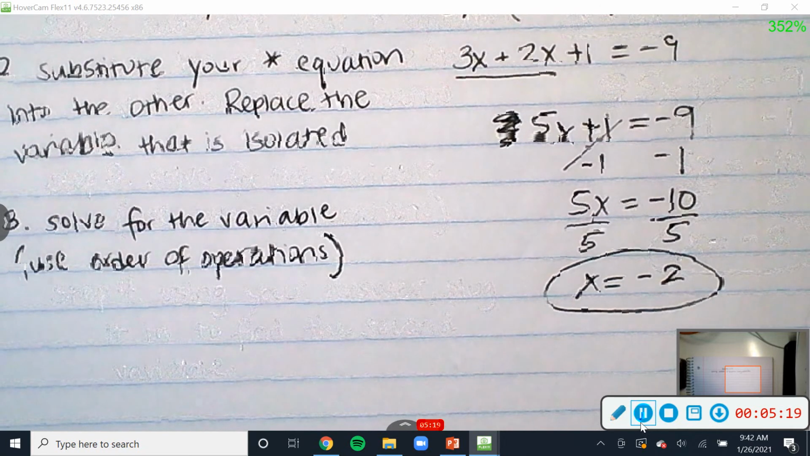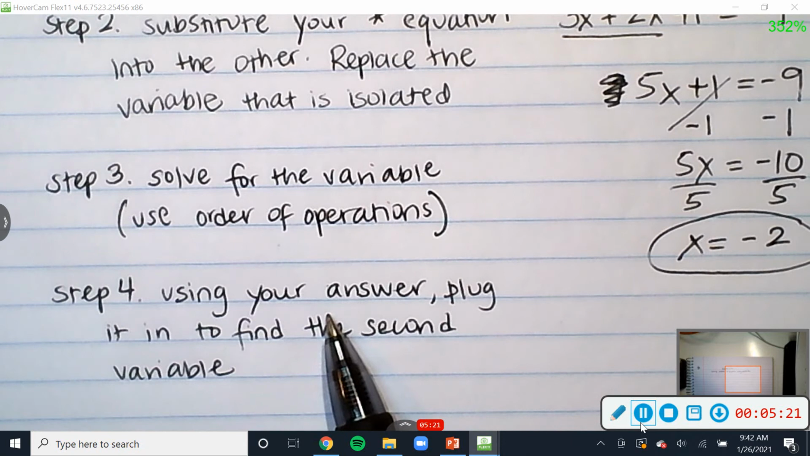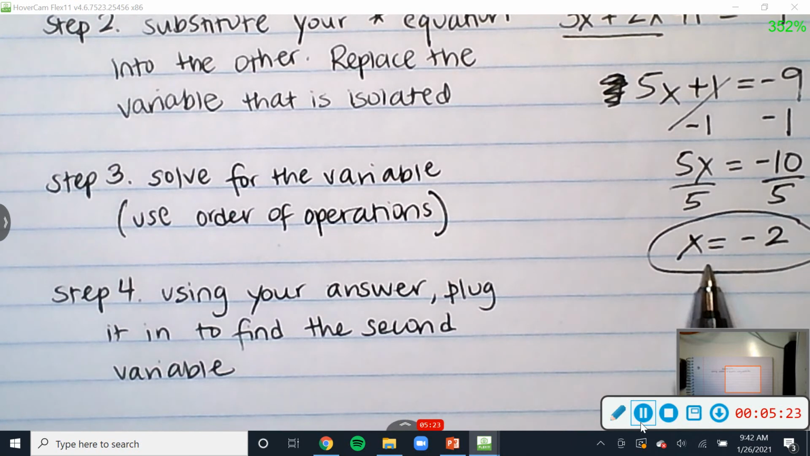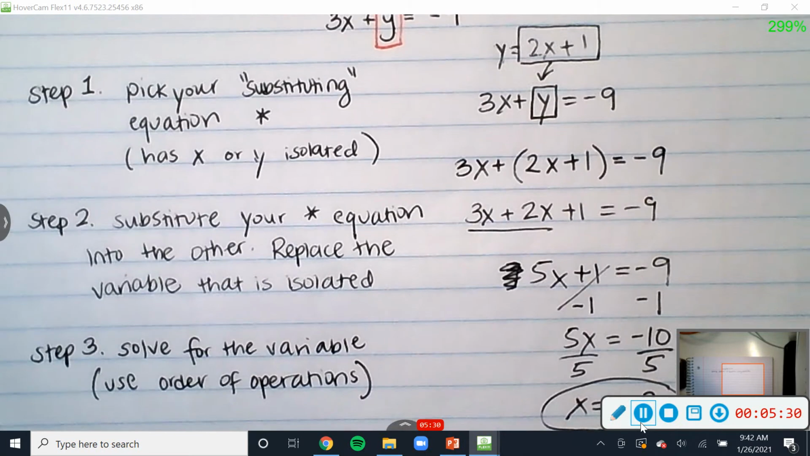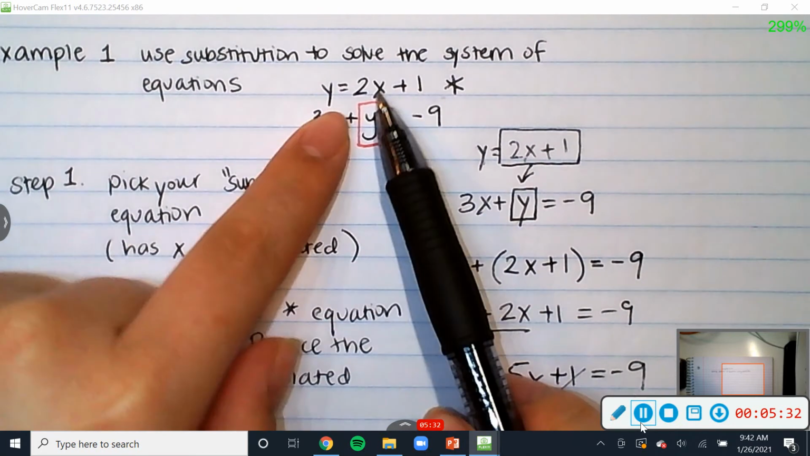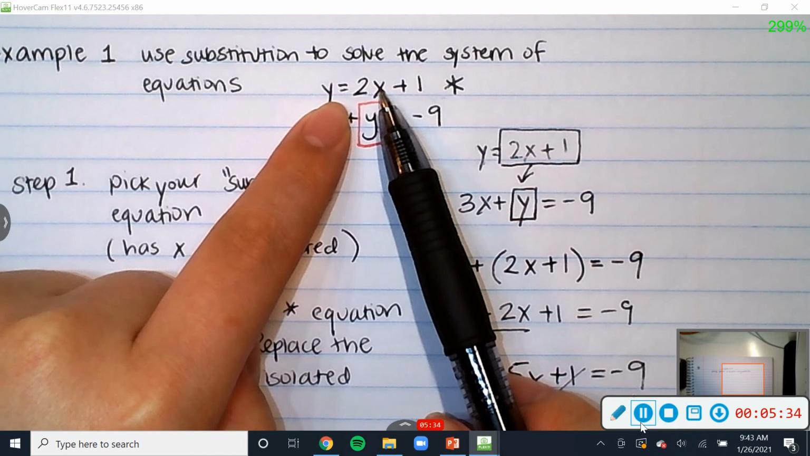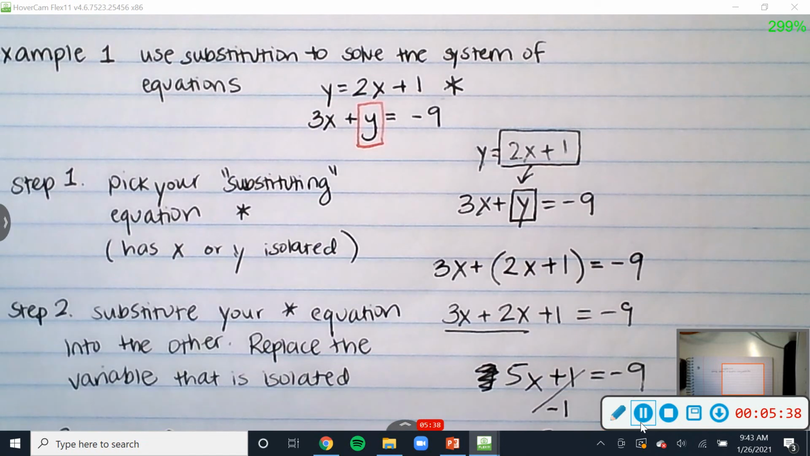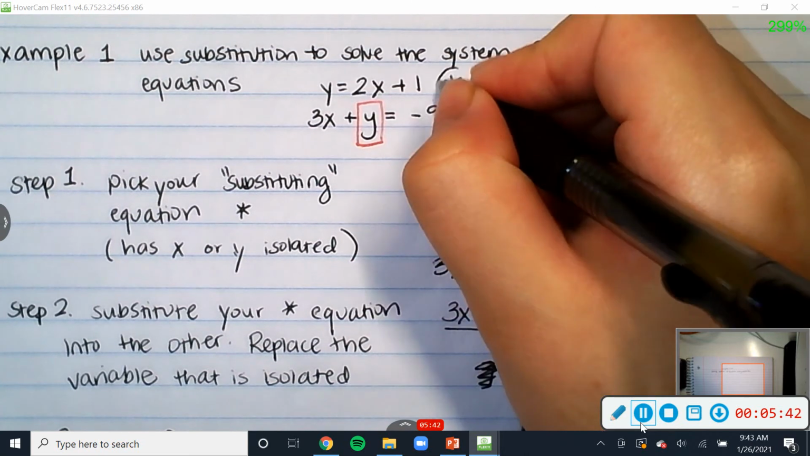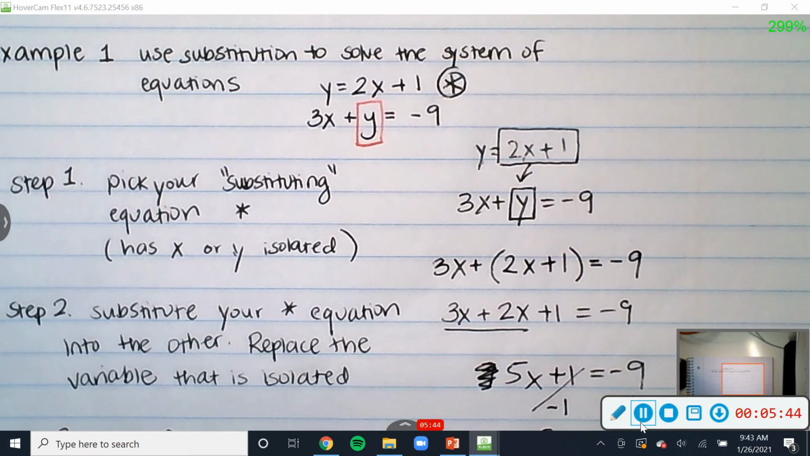So step 4 is our last step. Using your answer, which is over here, plug it in to find the second variable. Remember that in our original equations, we had two variables. We had x and we had y. We already just solved for x. So in order to find the other one, you can always just plug it back in. When I'm plugging it in, I suggest to always use the starred equation. This is just a lot easier to do most of the time.